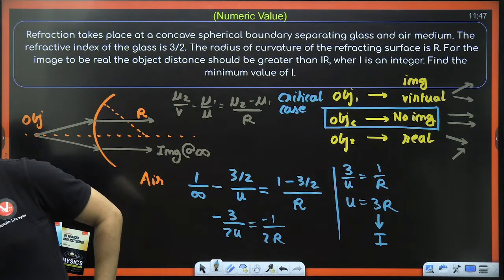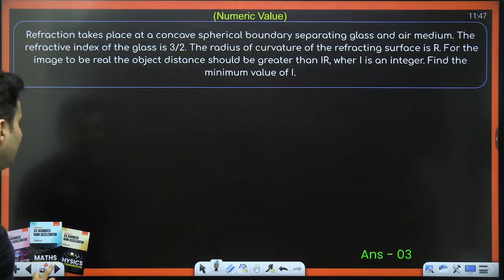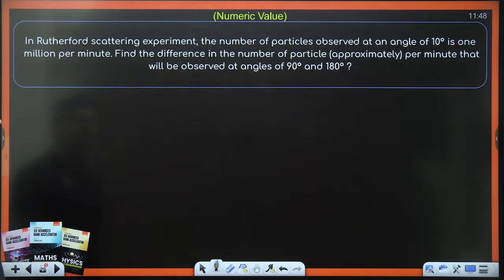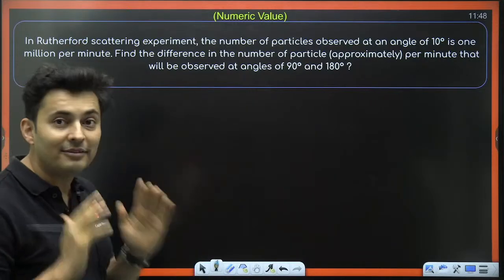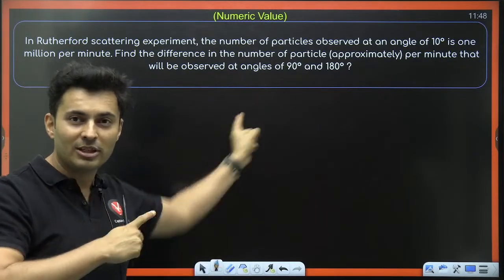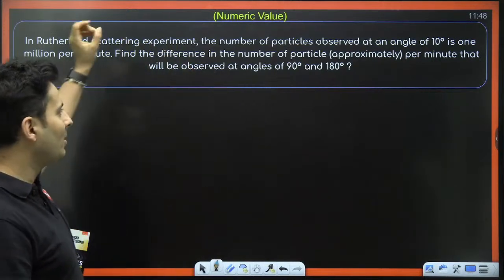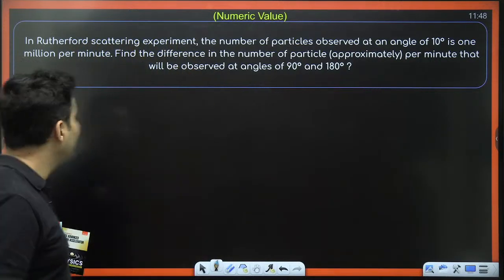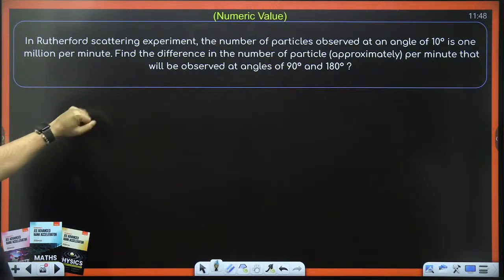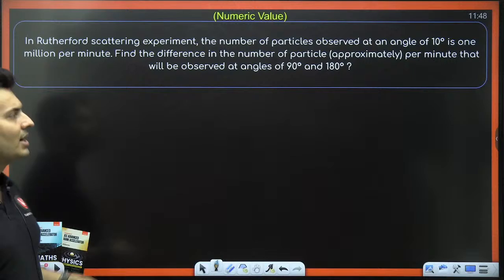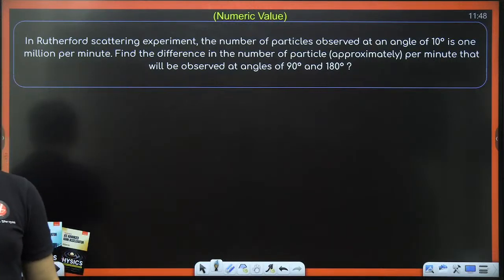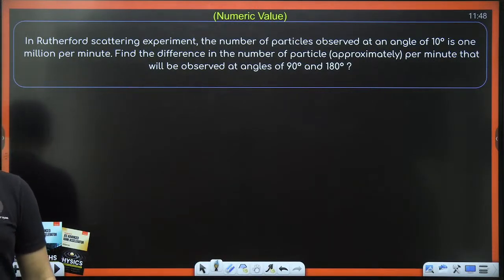All right. Let's move on to the next question coming up on your screen, and here it is. In Rutherford's scattering experiment, the number of particles observed at an angle of, now this is a very interesting problem. Many of you, if this question comes in the exam, you will probably be baffled. At an angle of 10 degrees is 1 million per minute. Find the difference of the number of particles approximately per minute that will be observed at angles of 90 degree and 180 degree. Wow, what a question, guys.